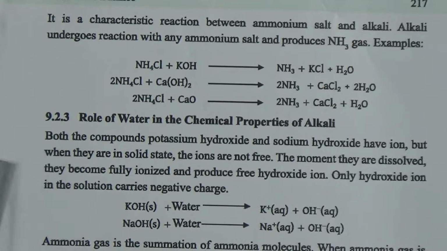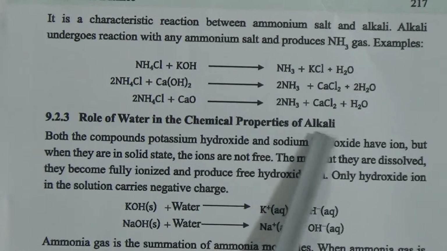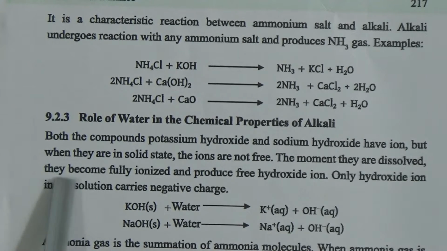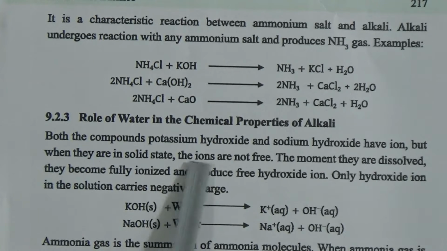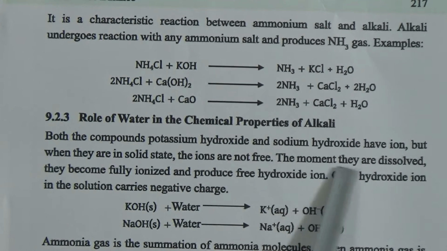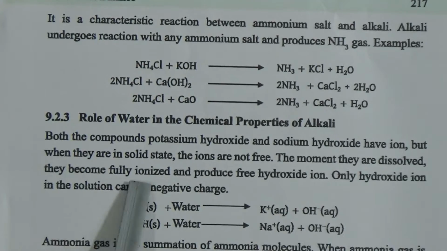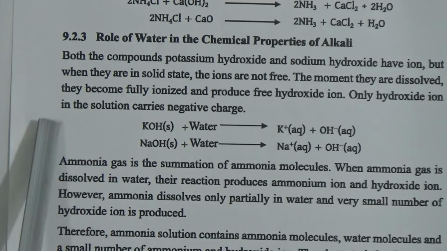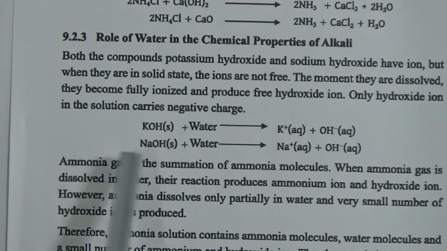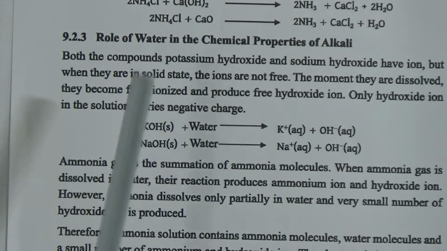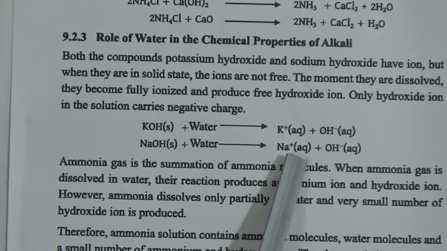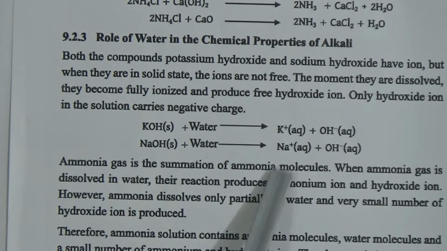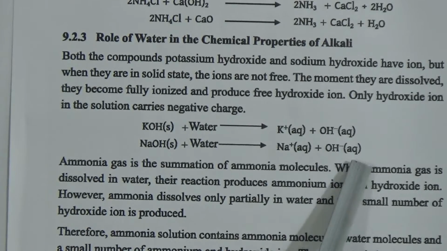Now come to the next one, the role of water in chemical properties of alkali. Both compounds, potassium hydroxide and sodium hydroxide, have ions, but when they are in solid state, these ions are not free. The moment they are dissolved, they become fully ionized and produce free hydroxide ions. Only hydroxide ions in the solution carry negative charge. When potassium hydroxide dissolves in water, it produces potassium ion and hydroxyl ion, and when sodium hydroxide dissolves in water, it produces sodium ion and hydroxyl ion.